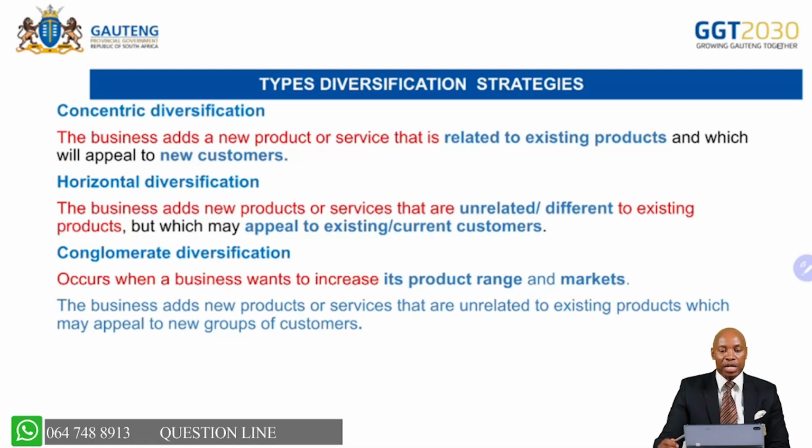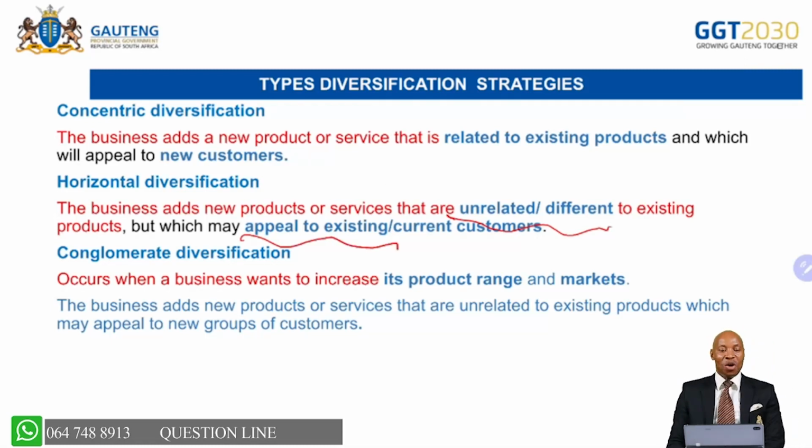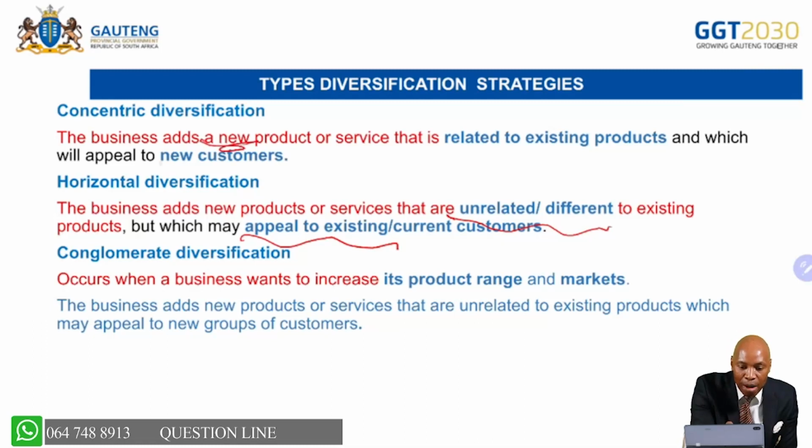Now let's look at the horizontal diversification. It says the business adds new products that are unrelated. If you don't want to say unrelated, you can use the word different. Different to what? To existing products. To whom do they appeal? They appeal to existing customers. You see now the word existing appears twice, whereas with your concentric diversification, the word new appeared twice.